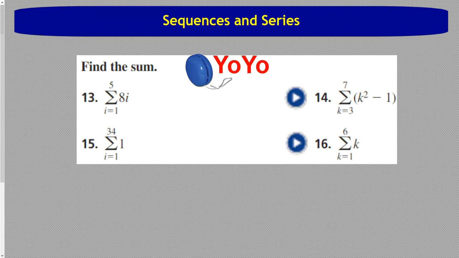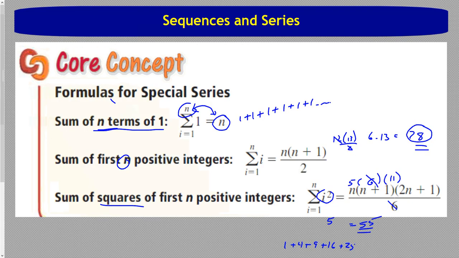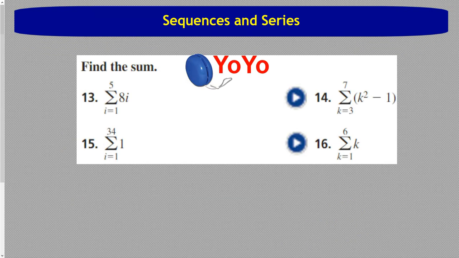Okay, let's look at this first one, number 13. We're doing 8 times the index from 1 to 5. So let's look back here. Do we have anything like that? No. I've got 1, the index, or index squared, but nothing times an index. So we're just going to have to figure them out.